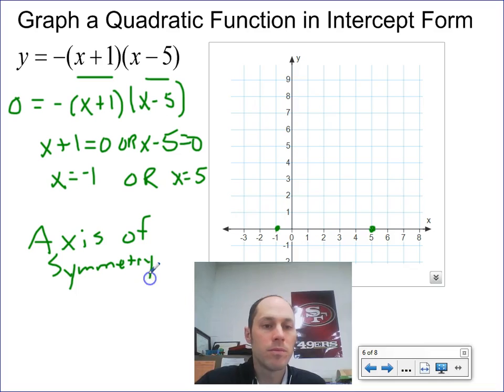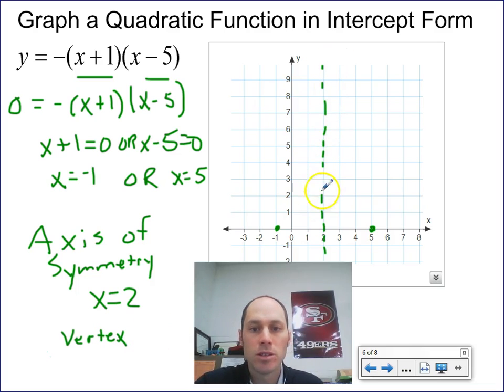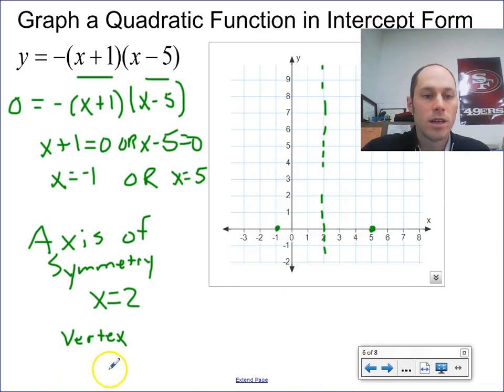If you can't tell, look on your graph. 1, 2, 3, 4, 5, 6 units, so halfway, 1, 2, 3. Right here at 2. The other way to figure that is to find the average of these. 5 plus negative 1 is 4. Divided by 2 is 2. So my axis of symmetry is 2. How do I find my vertex? Well, I plug 2 in because the vertex is located on this line when x is 2. So I put 2 in. So I say y equals 2 plus 1 times 2 minus 5.